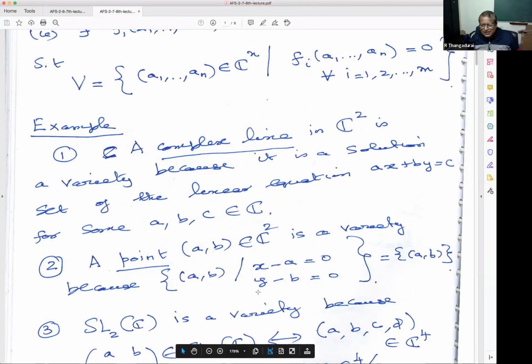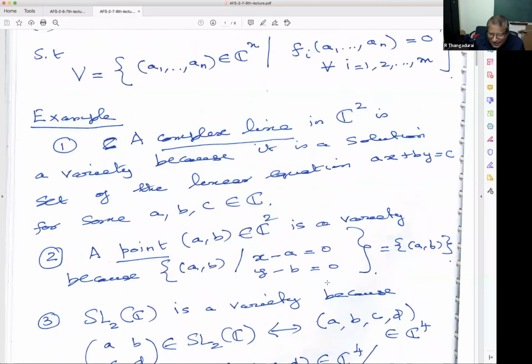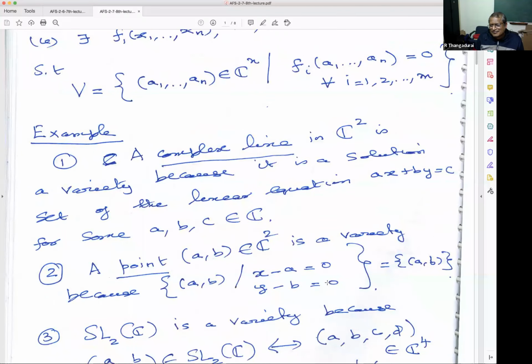Why? Because x - a = 0, y - b = 0. Now SL2C, this is a variety. Can you see? Of course, you have to identify the matrix group. Here, I have taken the entries from complex numbers. Therefore, these are 2 by 2 matrices. There are 4 entries. Therefore, each matrix corresponds to a point in C^4.